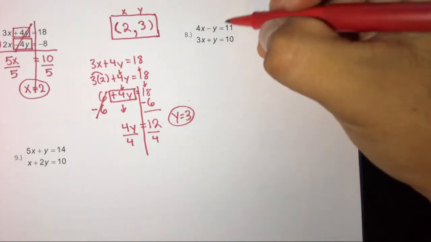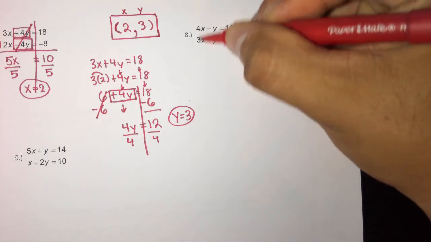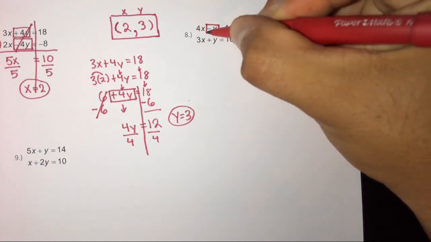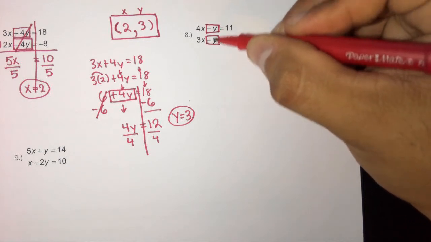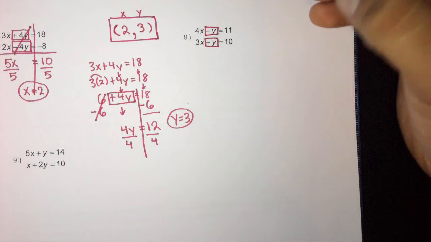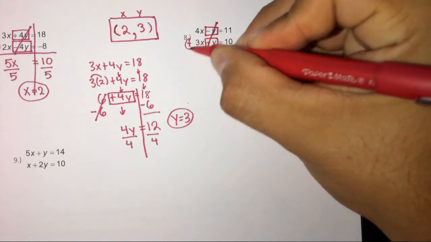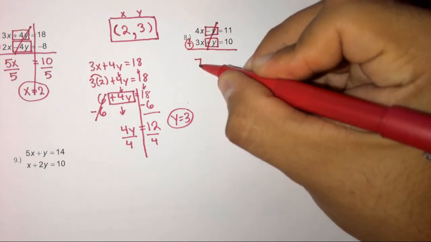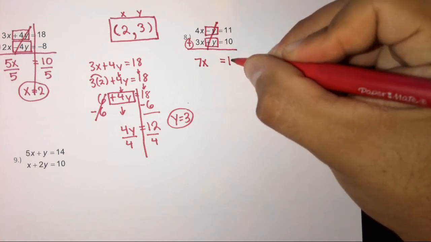Problem number 8, again, exact same thing. I check my x's first. I have a 4 and a 3, that won't cancel, but then I look at my y's, and lo and behold, once again, my y is coming through. If they pair up like this, negative and positive, then they're going to cancel each other out. So that means that I can add these together. We have 4x plus 3x, which is going to give me 7x. And then 11 plus 10, which is going to give me 21.